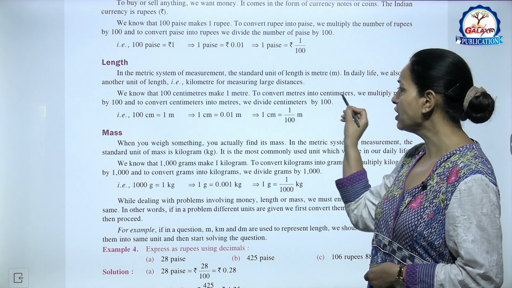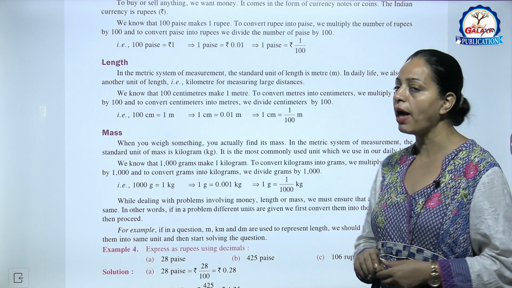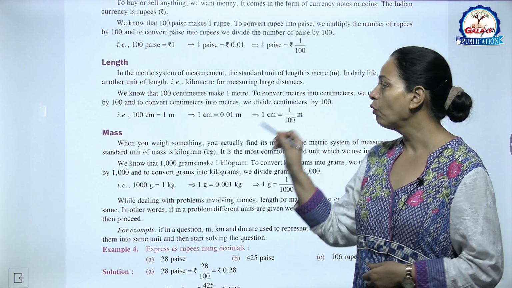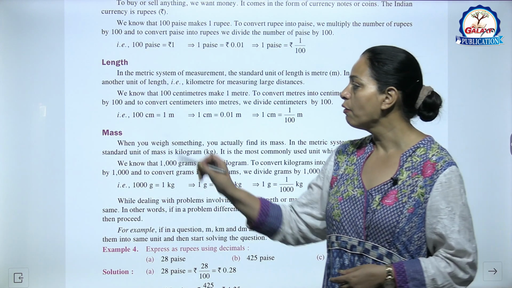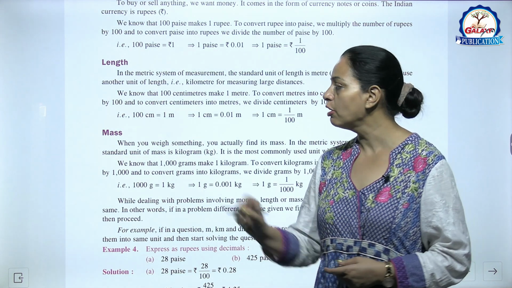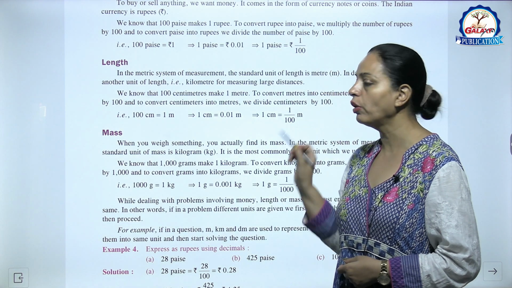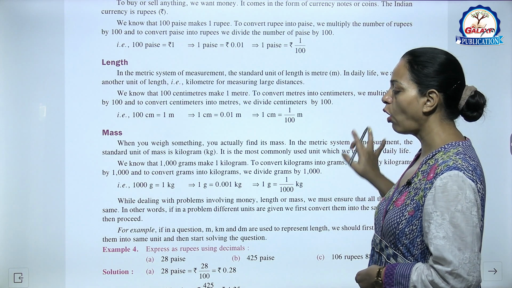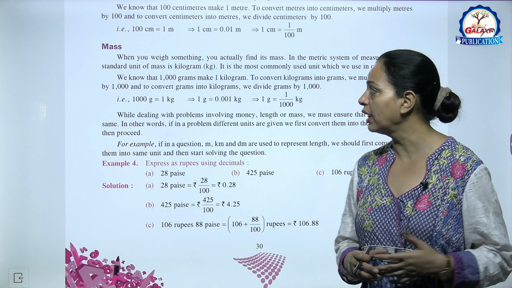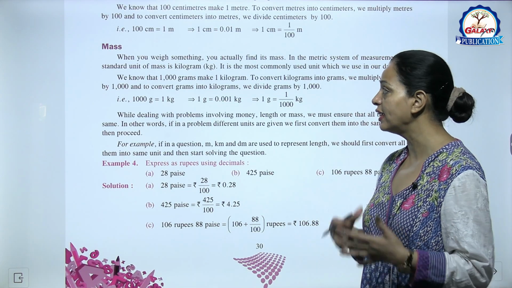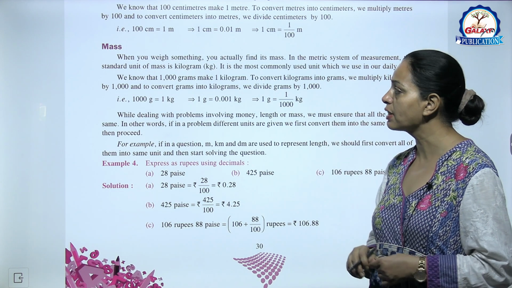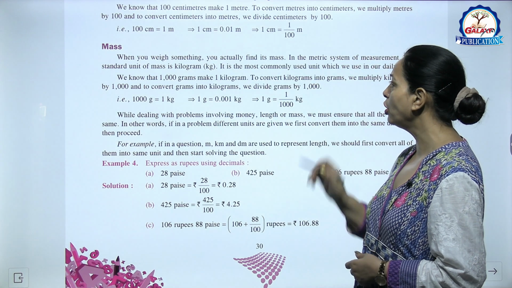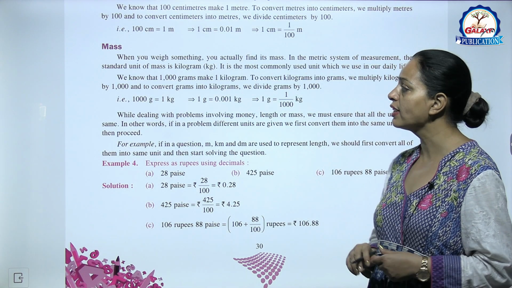So to convert meters into centimeters, we multiply meters by 100, and to convert centimeters into meter, we divide it by 100. See, 1 meter equals to 100 centimeter. So 1 centimeter equals to 1 upon 100 meter, means 0.01 meter. Now we are talking about mass. When you weigh something, you actually find its mass, its weight. In the metric system of measurement, the standard unit of mass is kg, kilogram. It is the most commonly used unit which we use in our daily life.